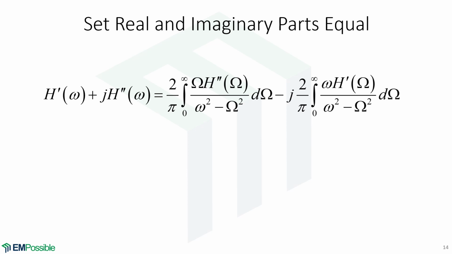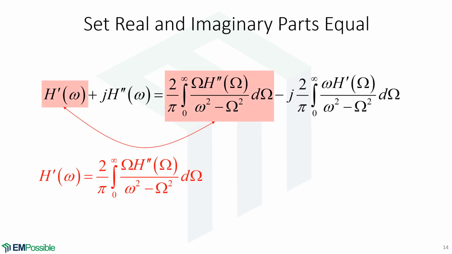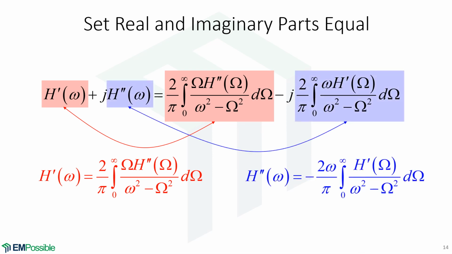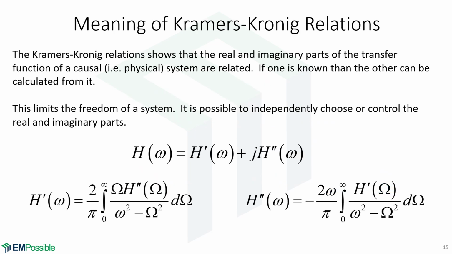Now we can set the real and imaginary parts on both sides equal. So if we set the real parts equal, we get a first equation. And if we set the imaginary parts equal, we get a second equation. And in fact, this really is the Kramers-Kronig relation for linear systems. So that's where we ended up. We had a transfer function that was in general complex, but it was the Fourier transform of a purely real and causal impulse response. And so it turns out because of all that, the real and imaginary parts are related. And that's what the Kramers-Kronig relations are really telling us.